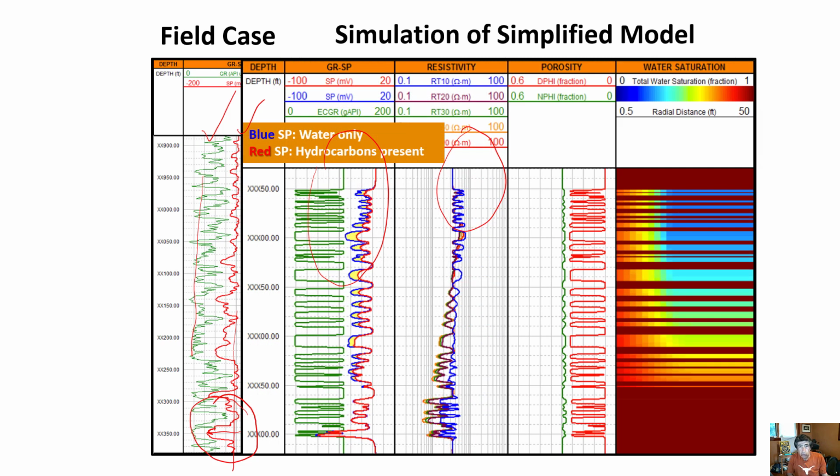If we do some simulation or do a simplified model, a synthetic model based on the field case, we plot two conditions. We can do this when you do numerical models. We can have one spontaneous potential or resistivity for the case of 100% water saturation. That's the blue one here. Or we can have a case of partial hydrocarbon saturation, and that's the red one. And we also can have a situation with invasion.